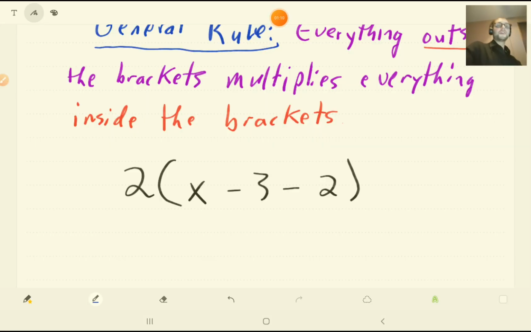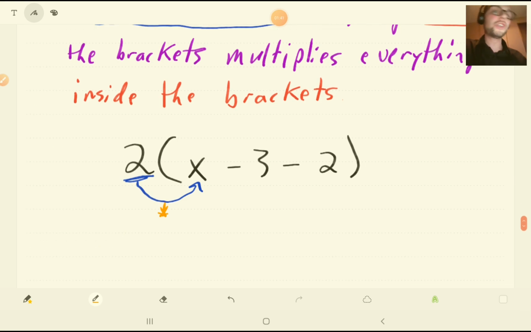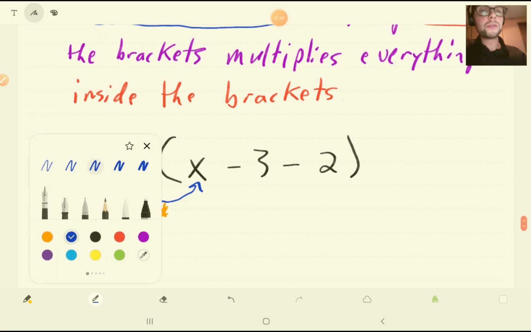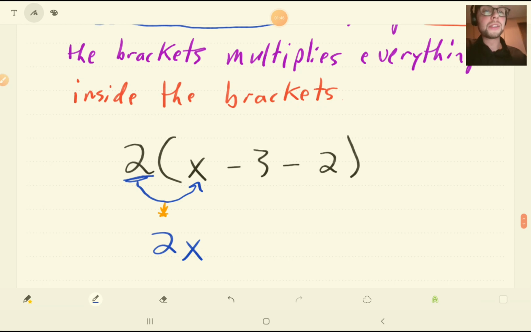Now let's say I have this function here, which is 2 bracket x minus 3 minus 2. And I want you to remove the brackets from this equation. The rule is that everything outside the brackets is going to multiply against everything inside the brackets. And what we're going to do is do it one variable at a time. So 2 times x, right? I'm going to put a little asterisk for the multiplication here, is going to equal 2x.